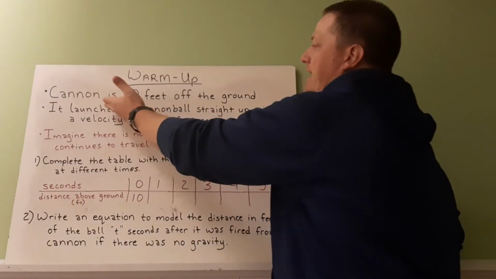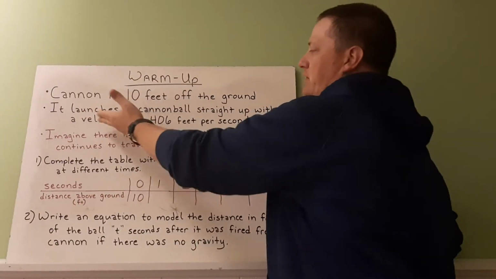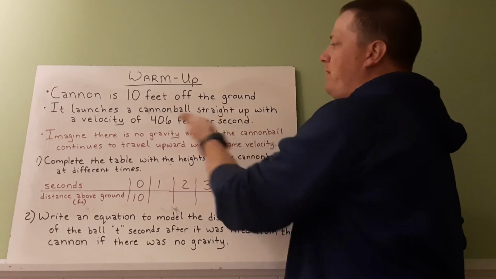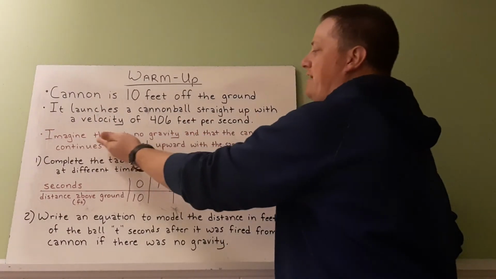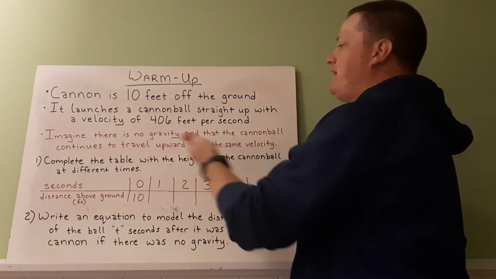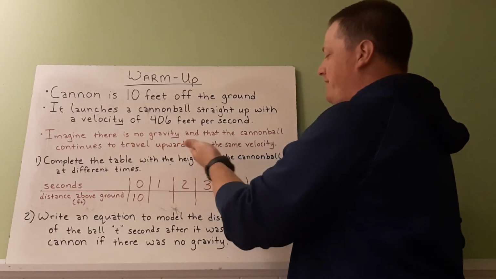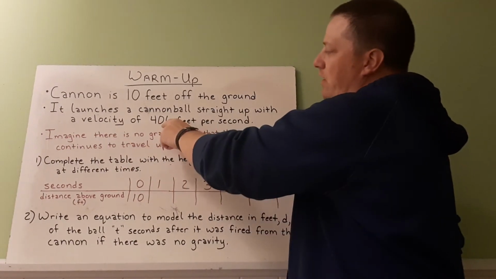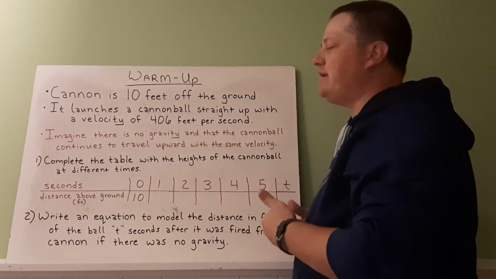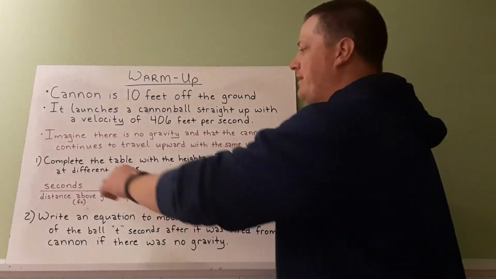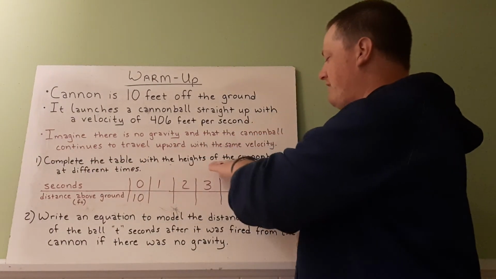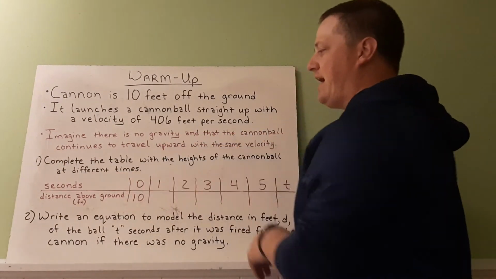So a cannon is 10 feet off the ground. It launches a cannonball straight up with a velocity of 406 feet per second. Imagine there is no gravity and that the cannonball continues to travel upward with the same velocity. So it will always go up 406 feet per second because there's no gravity pushing it back down. Complete the table with the heights of the cannonball at different times.